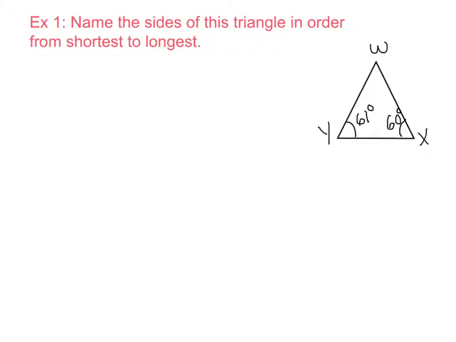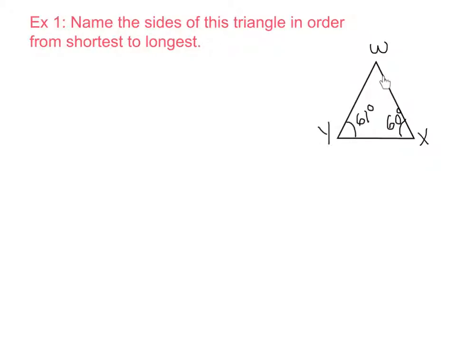When we're naming the sides of this triangle in order from shortest to longest, we have to first know how to go about figuring out the shortest and longest sides. So we've got angle measures. We've got 61 degrees, 60 degrees. Let's find W, and then I can explain how to figure out the lengths of the sides.